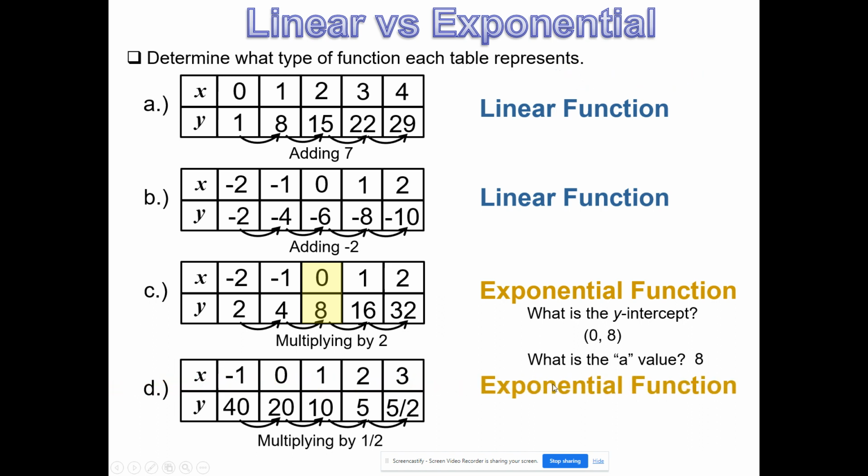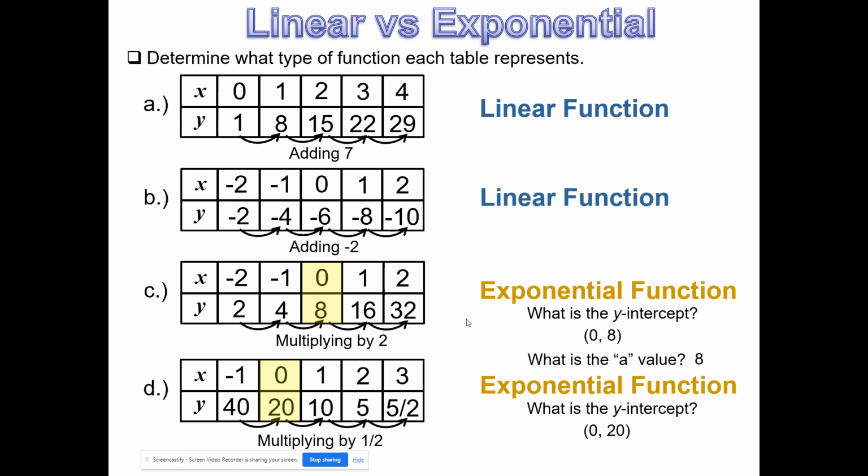Okay, so again, that's an exponential function. What's the y-intercept? Well, let's look for the 0. There's my 0. So my y-intercept is 0, 20. And then, of course, my a value has that direct relationship with the y-intercept. So my a value will be 20.